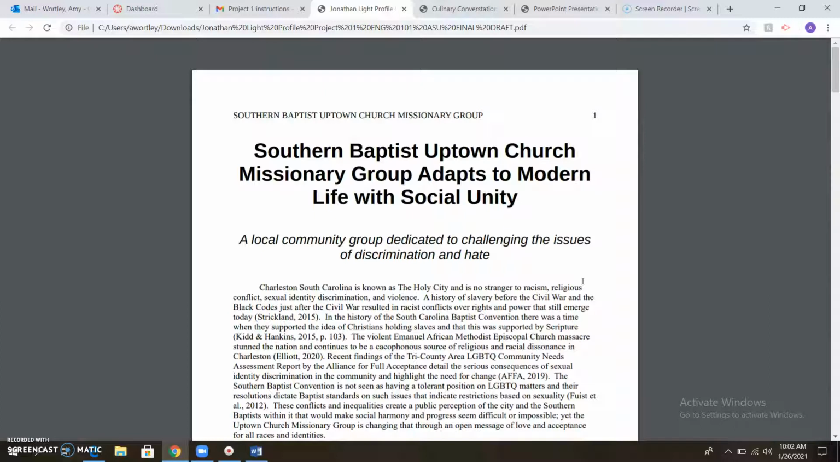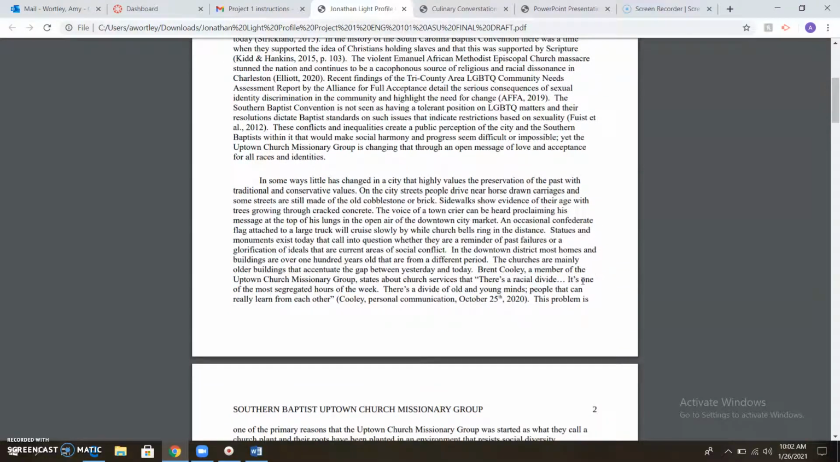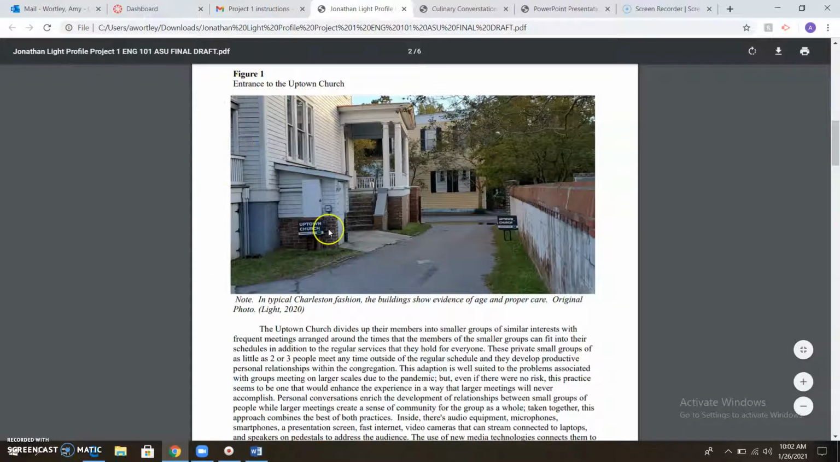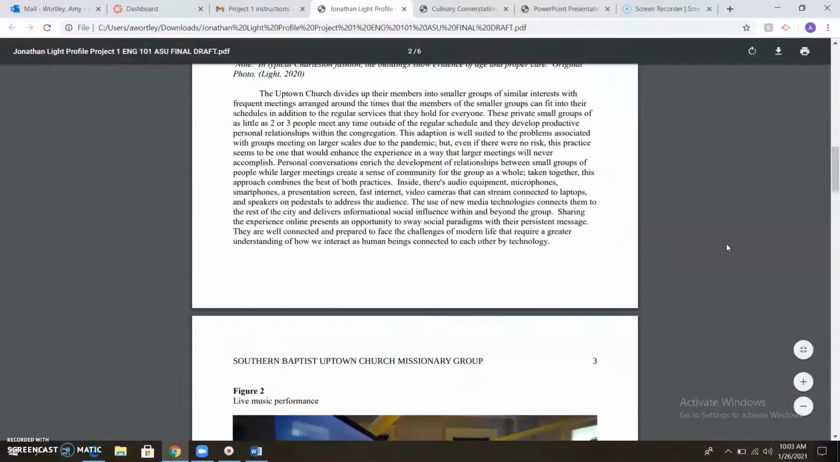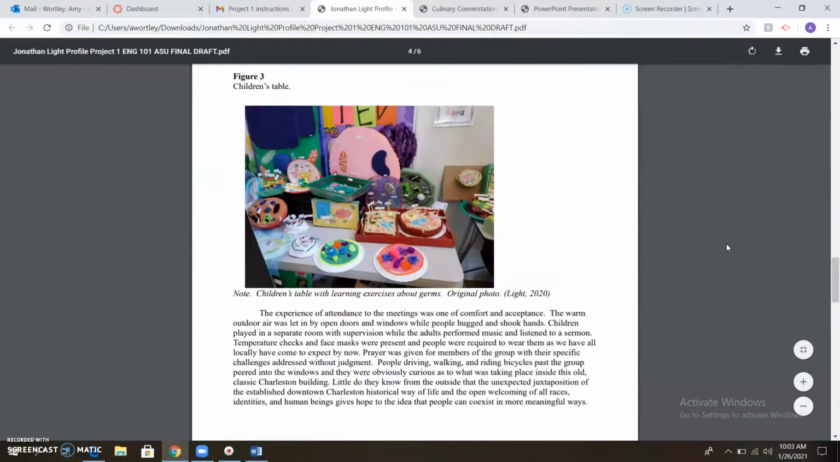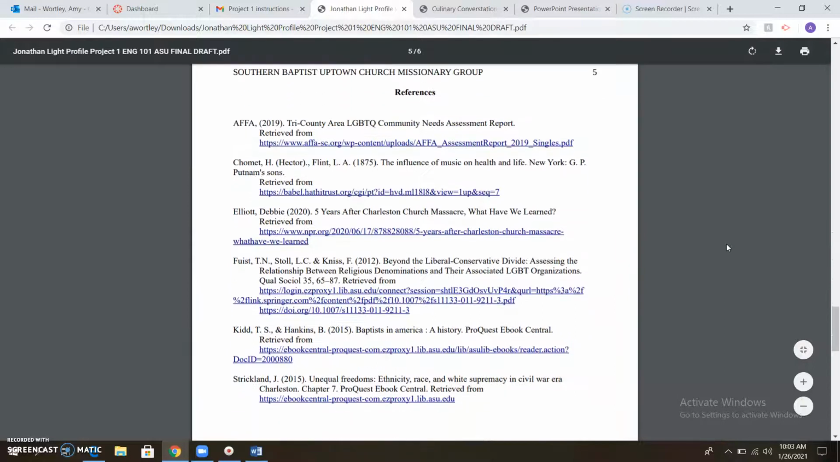So this particular person looked at a specific group within a church, a missionary group in particular, and so they did their profile draft, and you'll note that this is a nice full-length profile draft including images. All the images do need to have figure numbers. We include the image, we have the footnote, and we have the citation there. So all of that needs to be in play in your rough draft. So you should have a full draft of your essay including images and also including references.